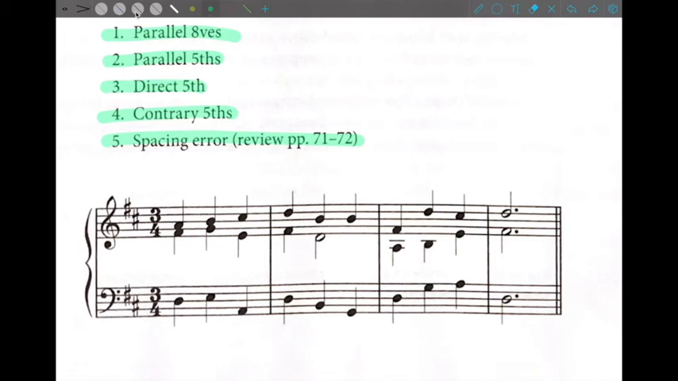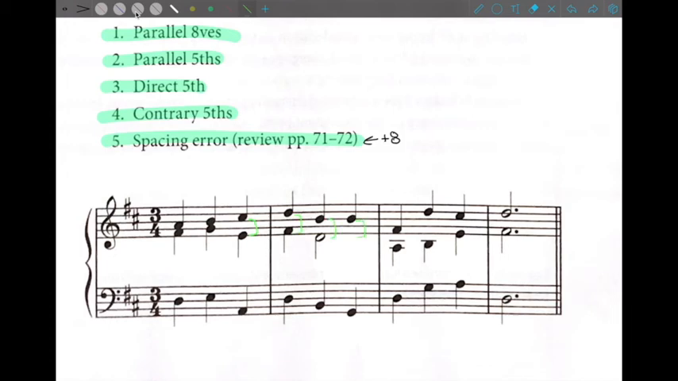The spacing error is actually the easiest to find. You want to find anything with an interval larger than an octave between the voices. So what you're doing is you're going through here and you're looking for that space. Is there a big space here, big space here, big space here? Okay? This is interesting here.